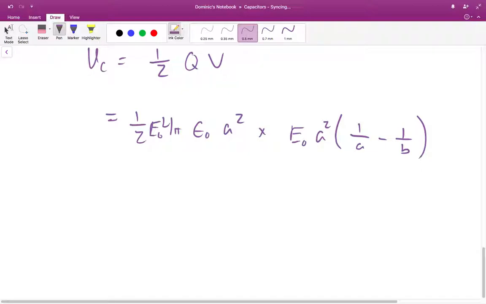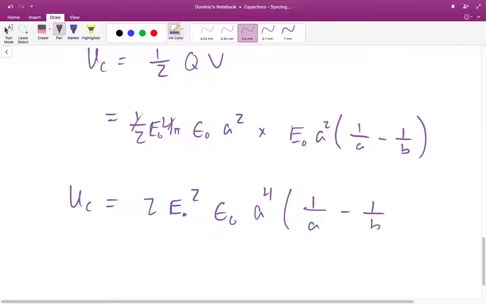So the potential energy stored in the capacitor, we're going to have 1/2 times 4 is equal to 2, so we're going to have a 2. I have 2 E naughts, so we'll have a 2 E naught squared. I just have 1 epsilon naught, so I have epsilon naught. I have an A to the fourth, and then we're going to multiply this by 1 over A minus 1 over B.